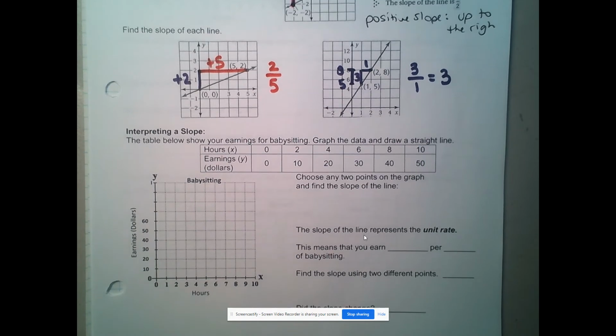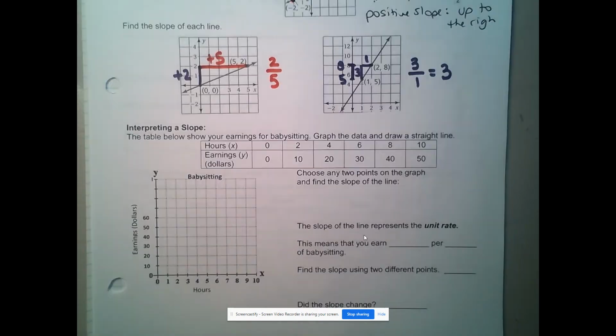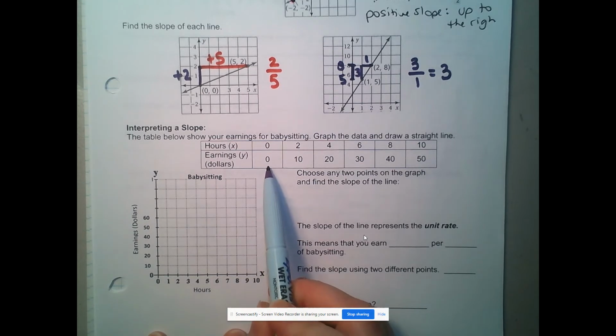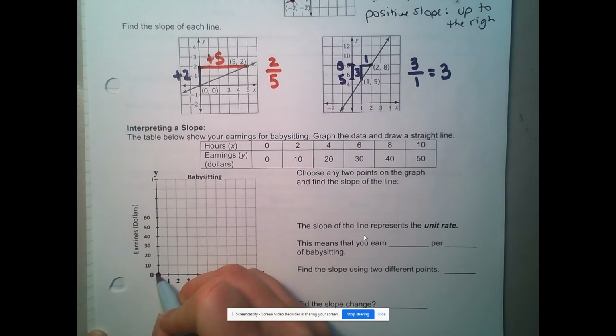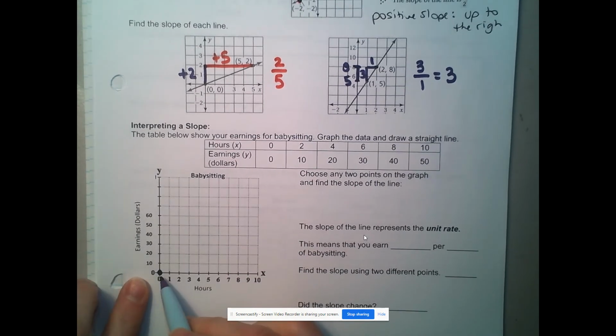Interpreting slope, like what's it mean? The table below shows your earnings for babysitting. Graph the data and draw a straight line. All right, so first of all, we know that it's starting at 0, 0. If I work 0 hours, I earn $0. That was one of our first qualifications for something to be proportional, right? Had to go through 0, 0.